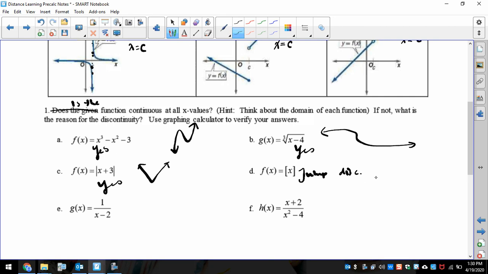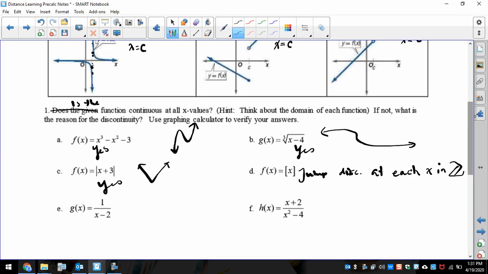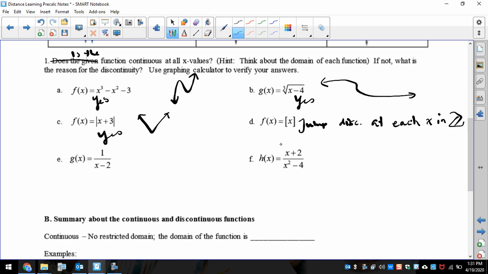And so we could say jump discontinuity at each x in the integers. We'll use the double script Z. So discontinuous, that's a DISC, at each x in the integers. If you look back at the graph, every integer, 1, 2, 3, 4, is where there's a new break in the function. So the greatest integer function is very discontinuous, lots of breaks in it.